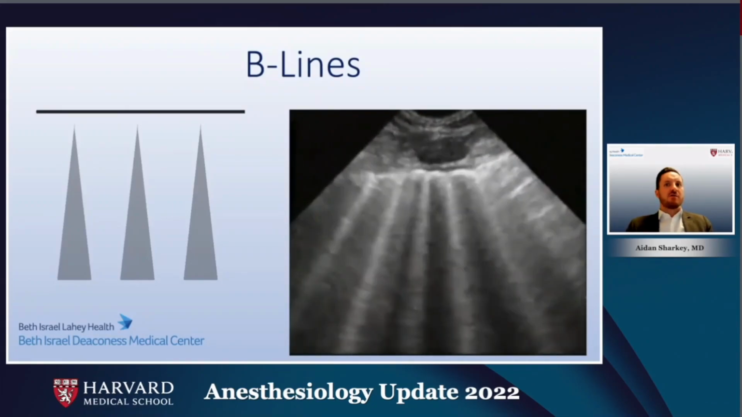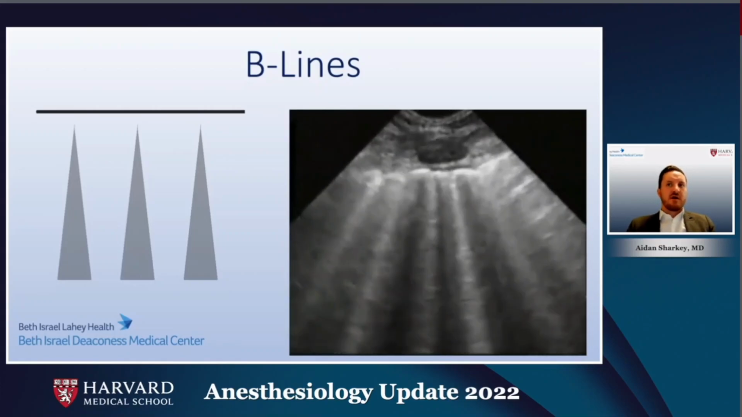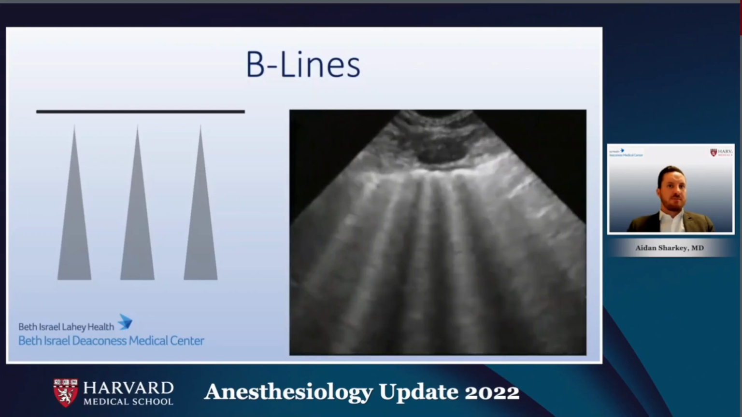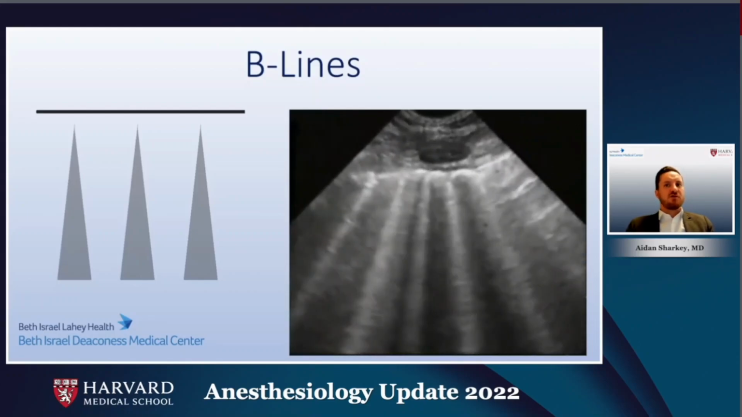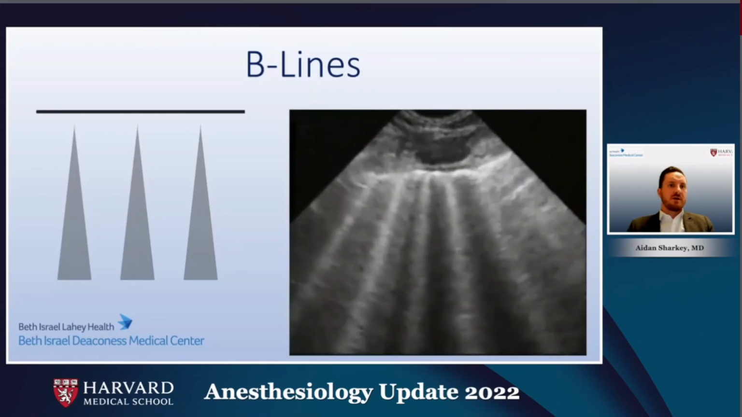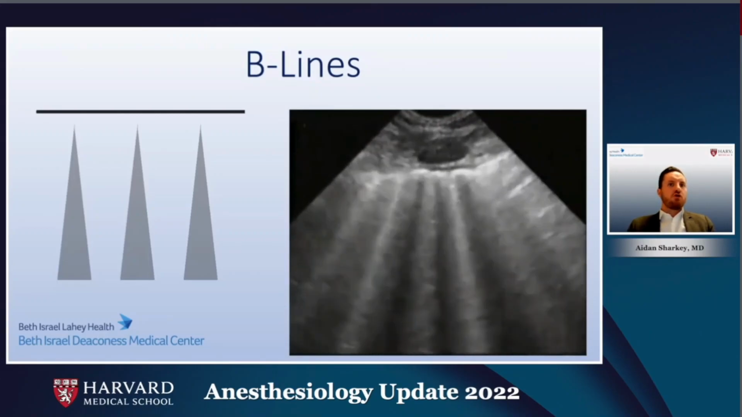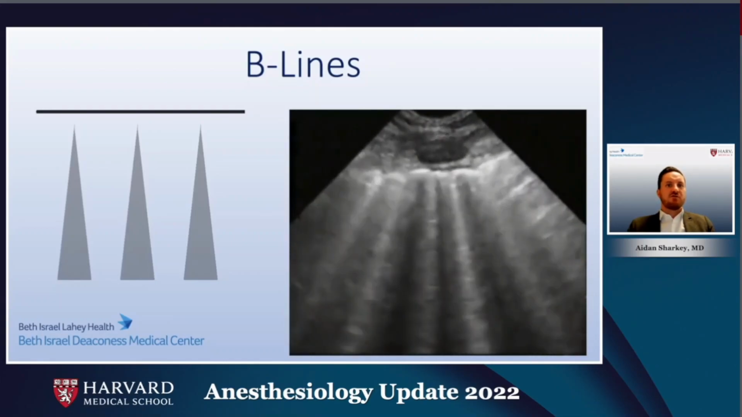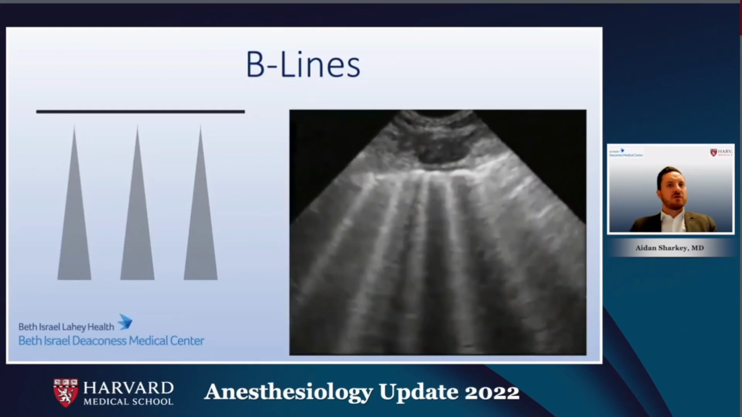B lines are reverberation artifacts that originate from water-thickened pulmonary interlobular septa. A positive B line region constitutes presence of 3 or more B lines in one rib interspace. 2 or more positive regions bilaterally is defined as interstitial syndrome and indicates diffuse pulmonary edema.